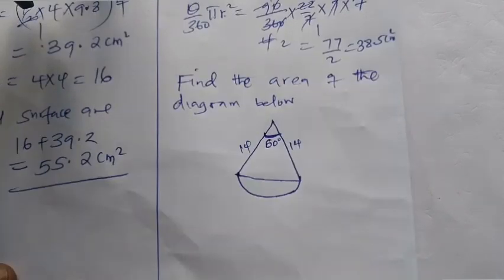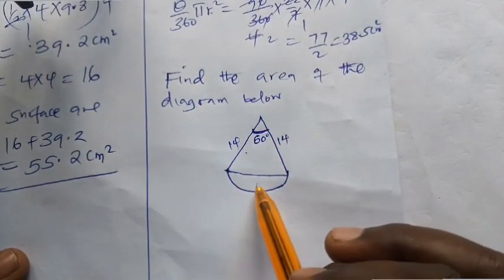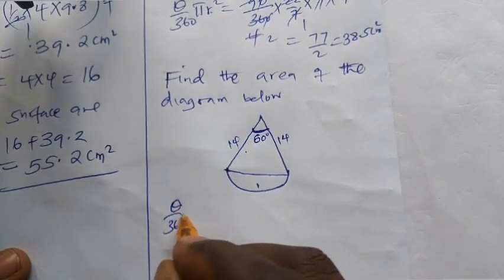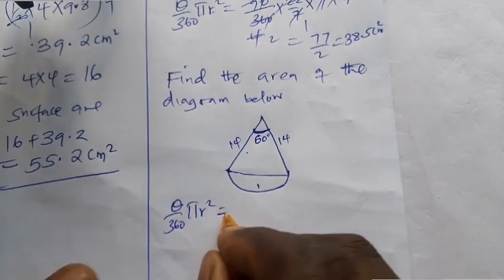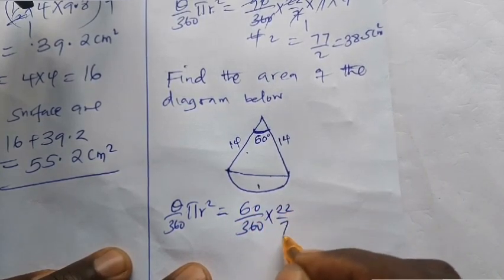Find the area of the diagram below. So this is the diagram, it is a sector. Therefore, the formula is theta over 360 pi r square. So that is 60 over 360 times 22 over 7 times the radius, which is 14, times 14.